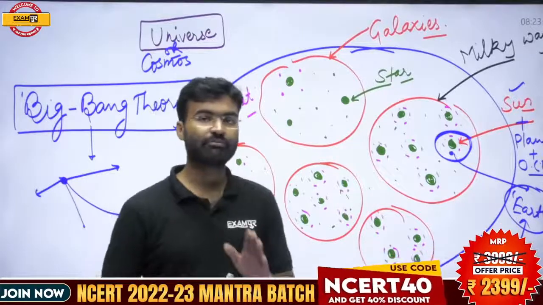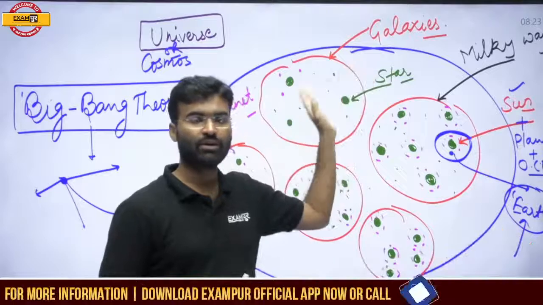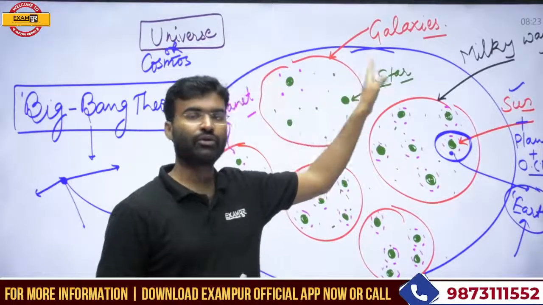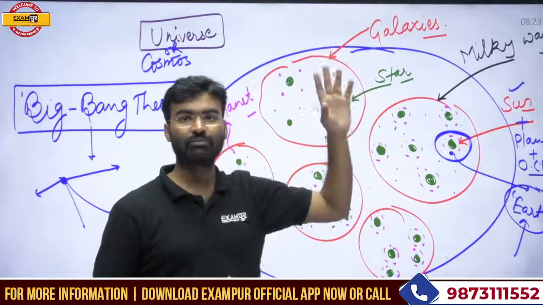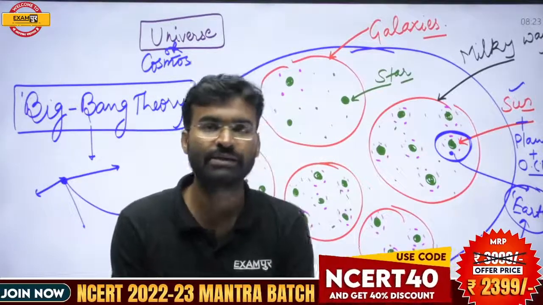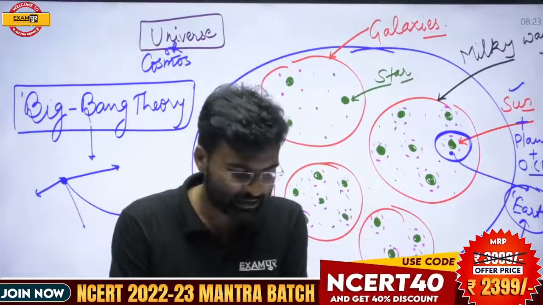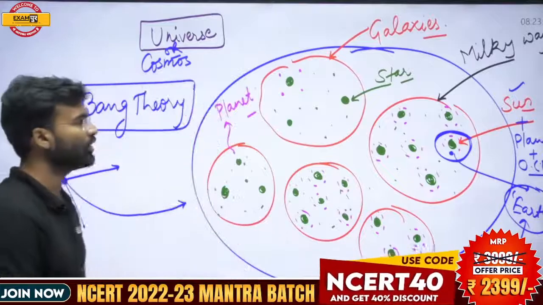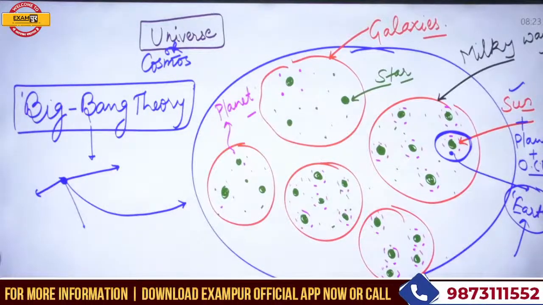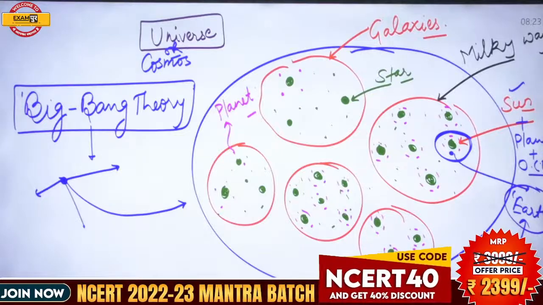There is a chance, maybe there is a possibility of the existence of aliens, because more than 99% of the universe is yet to be explored. That is why we don't have any clear decision on this. Okay, so this is the concept you can understand: the sun, planets, and other celestial objects.